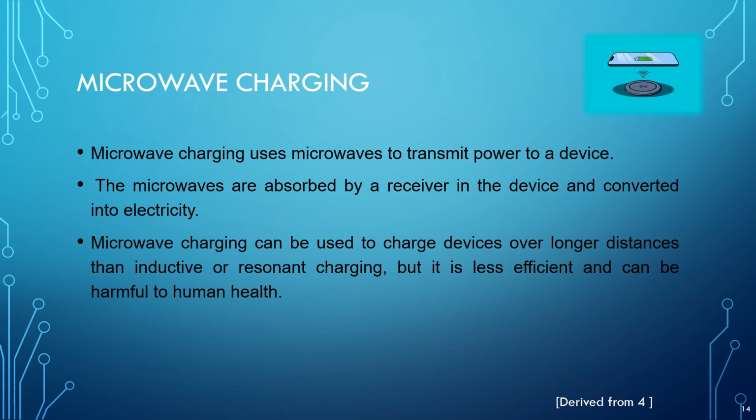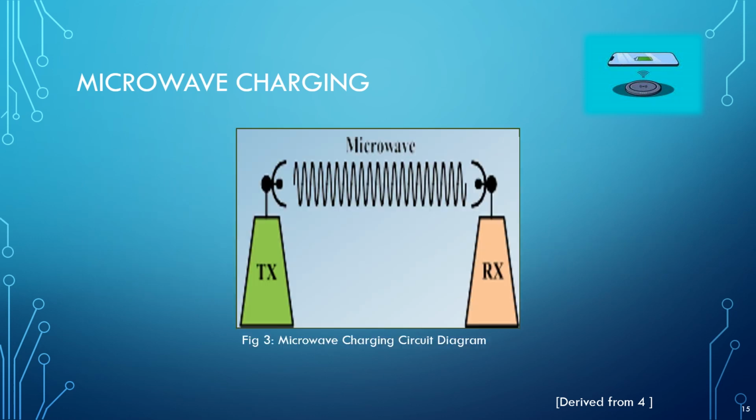First is the microwave charging. Microwave charging, as in the name, uses microwaves to transmit power to a device. Microwaves are absorbed by a receiver in the device and converted into electricity. Microwave charging can be used to charge devices over longer distances than inductive or resonant charging, but it is less efficient and can be harmful to human health since it uses microwaves to transmit the electric current. Microwave is harmful to human health compared to other transmission methods.